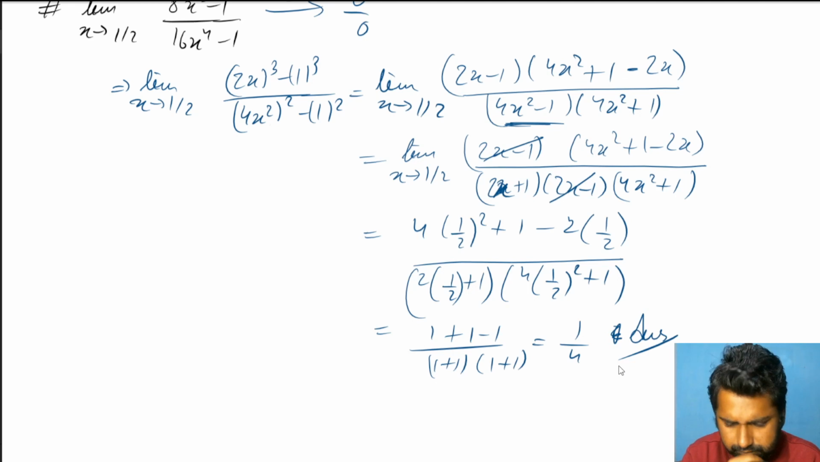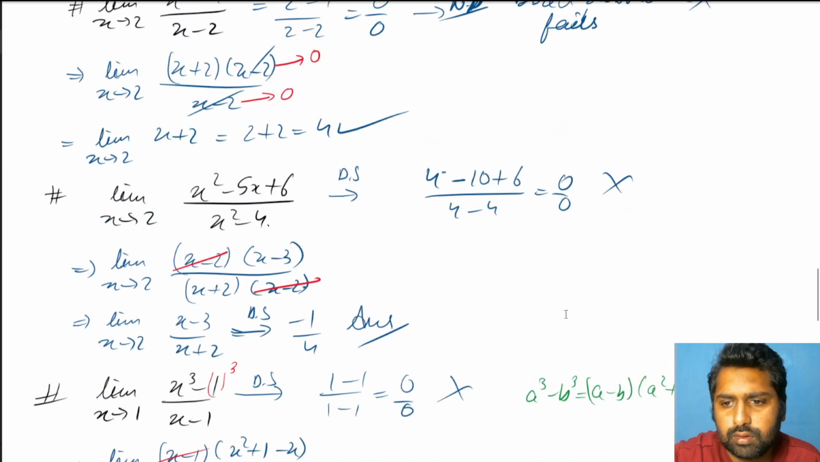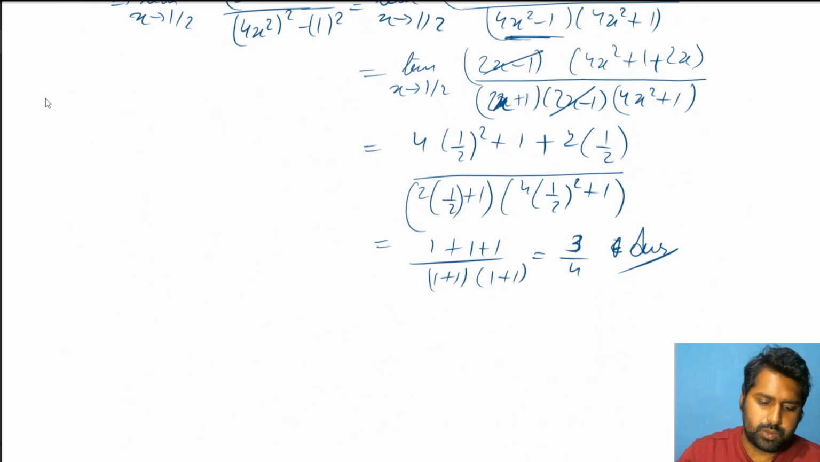Okay. Oh, sorry, I forgot. This was 2x minus 1, so a minus b, a square plus b square plus ab. So plus, plus, plus, so 3 by 4 actually. Plus ab was there, na? Okay.